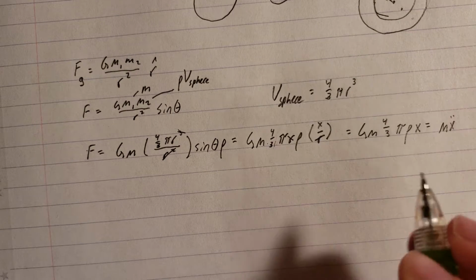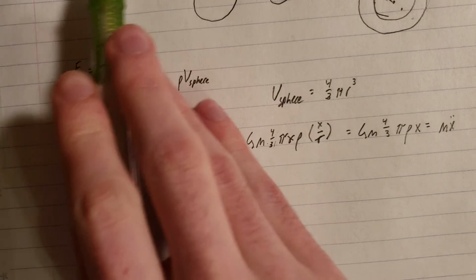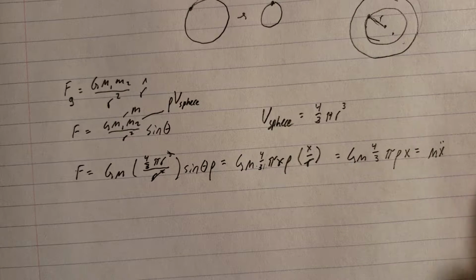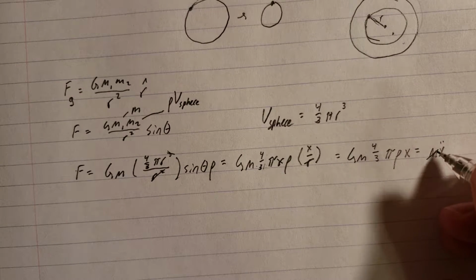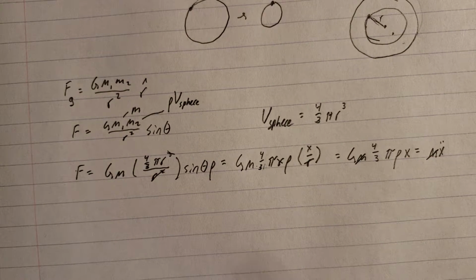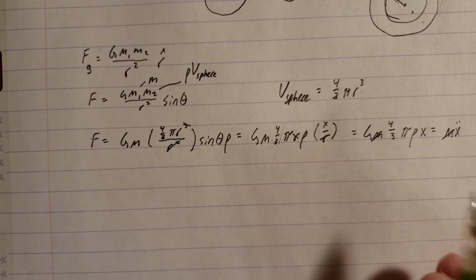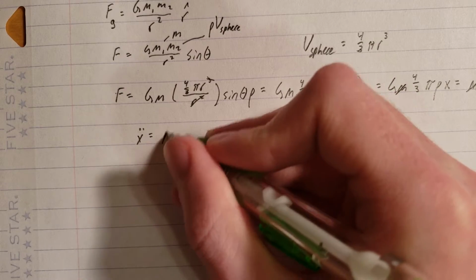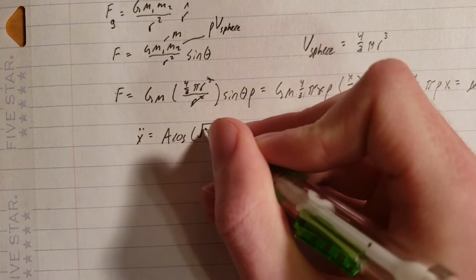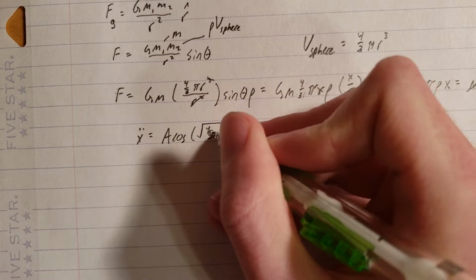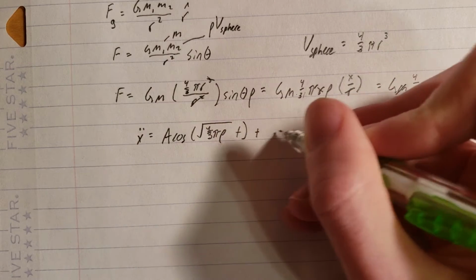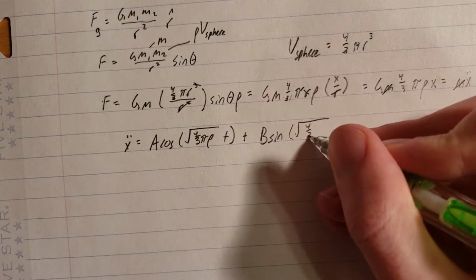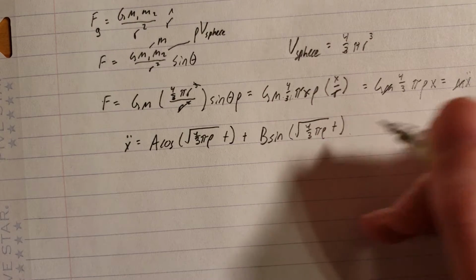equals m x double dot, because as we know, F in this x direction that we've defined up here, F is equal to ma, Newton's law, easy peasy. So this m and this m have to cancel. And I'm sure we've all seen this differential equation before. x equals a cosine root 4/3 pi rho t plus b sine root 4/3 pi rho t.